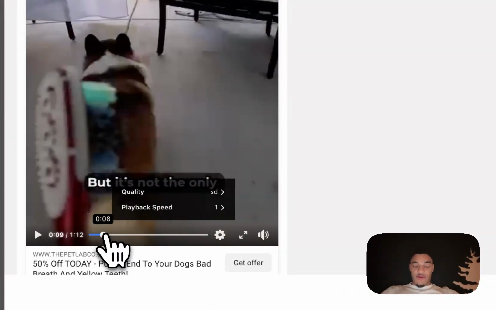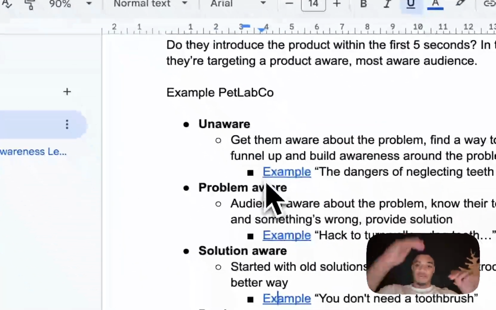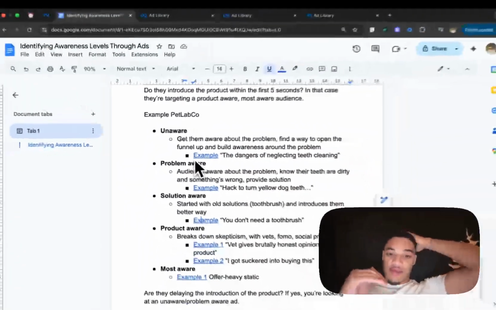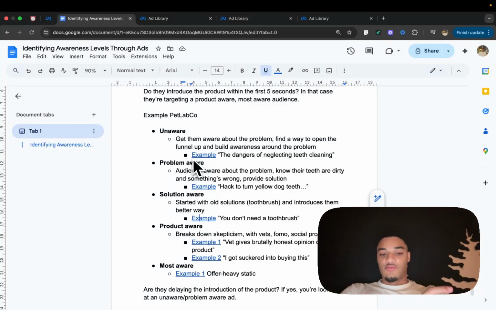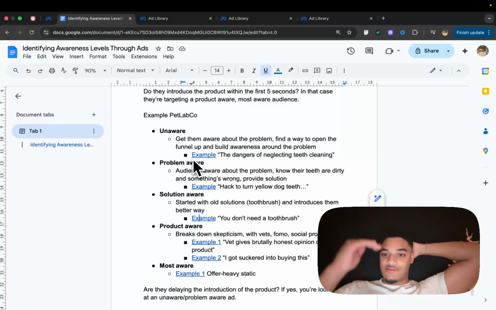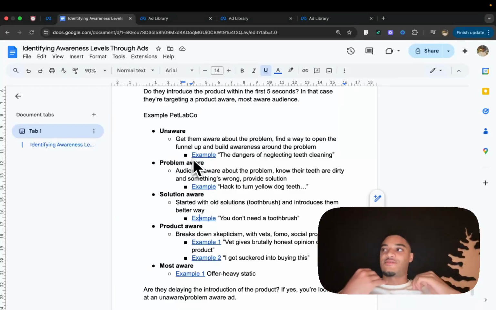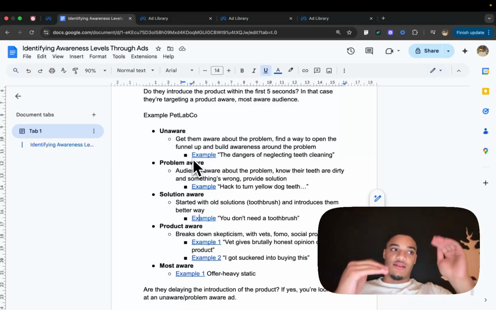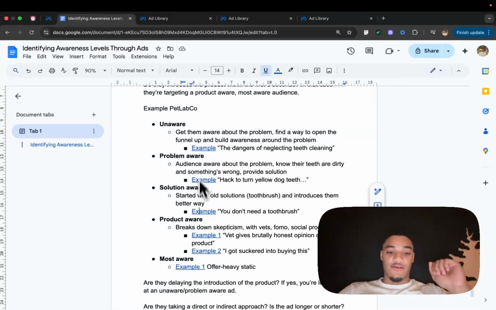Right, so for example here, they talk about another solution, right? If they're solution aware, which is a level lower than problem aware, they start with an old solution, right? Brushing your dog's teeth with a toothbrush is not the only thing you can do. That's an old solution. So they start with a failed solution and then introduce a better solution. So it's basically super simple. It's really speaking to the audience where they are mentally, where they are in the awareness scale.